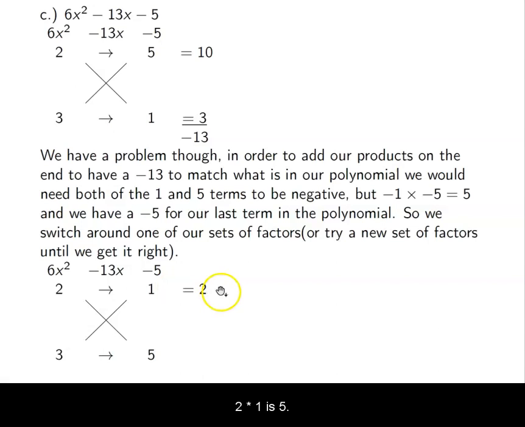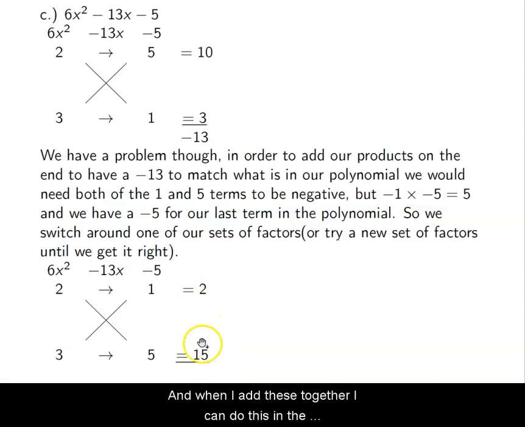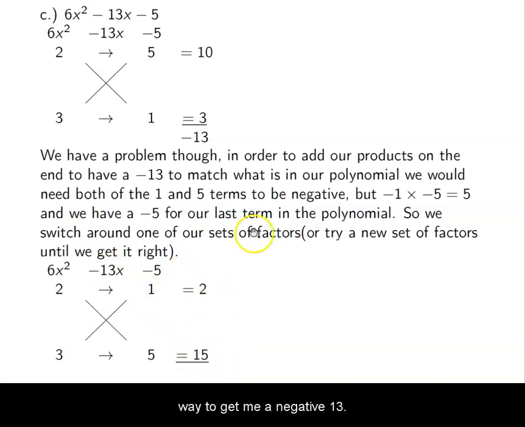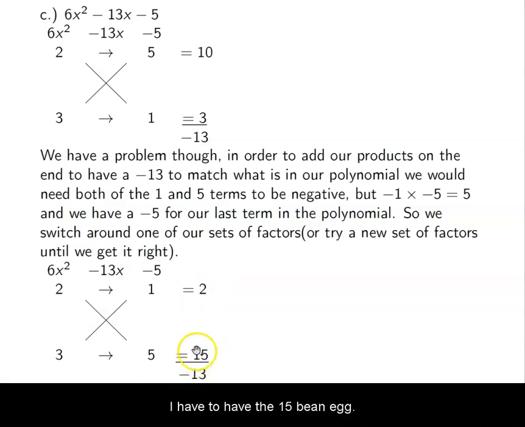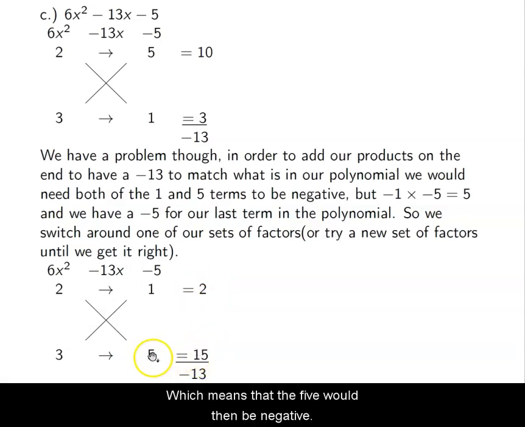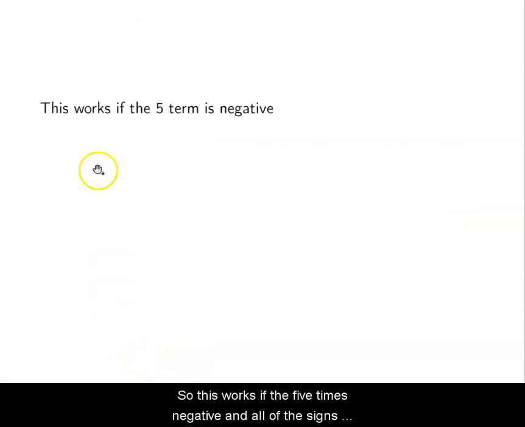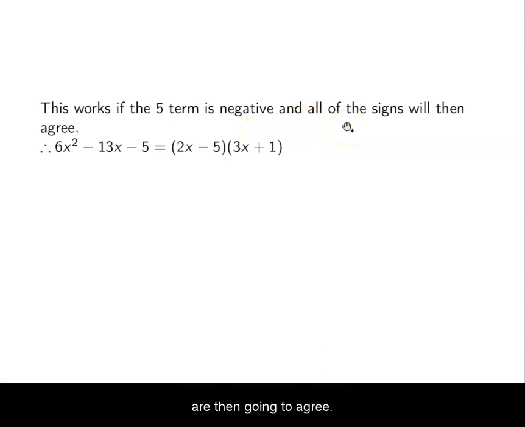2 times 1 is 2, 3 times 5 will give me 15. And when I add these together, I can do this in a way to get me a negative 13. In order to have a negative 13, one of these has to be negative. I have to have the 15 be negative, which means that the 5 would then be negative. Okay? So this works if the 5 term is negative, and all of the signs are then going to agree.